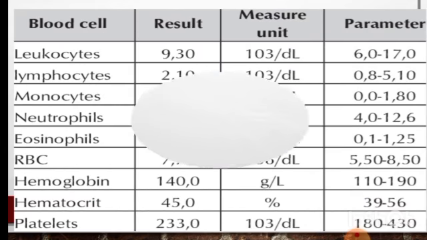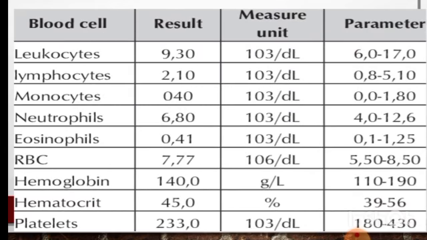Now you can see a sample of a blood test report in front of you. The first column has particulars that have been diagnosed during the blood test. Second is result, third is measure unit and last is parameter. So, if the result is within the parameter, that means you are okay. And if it is not within the range, then you need to consult a doctor.